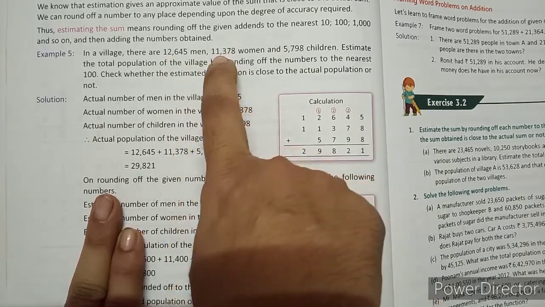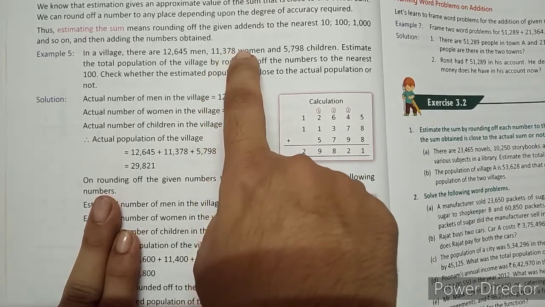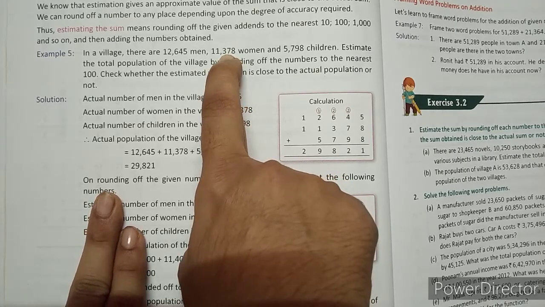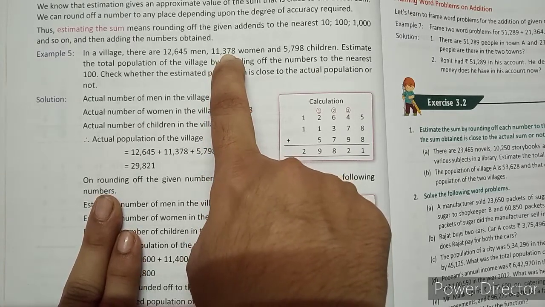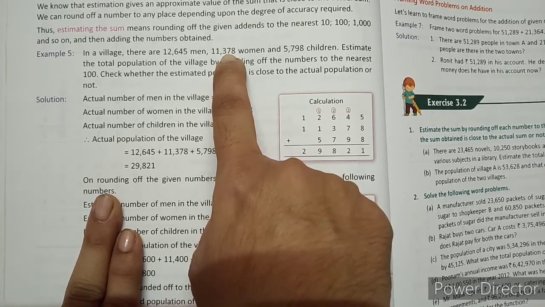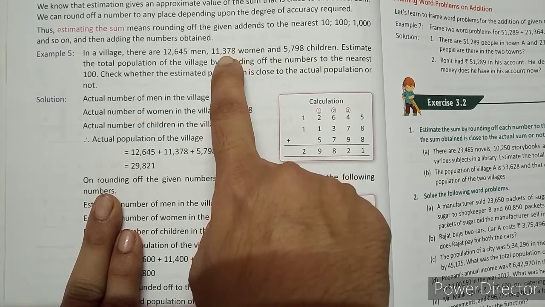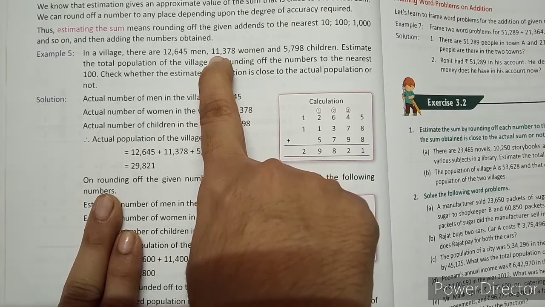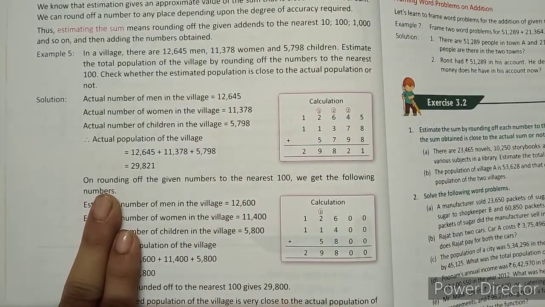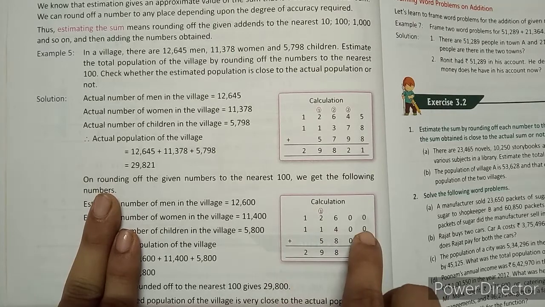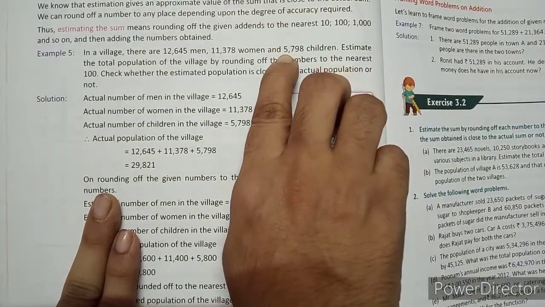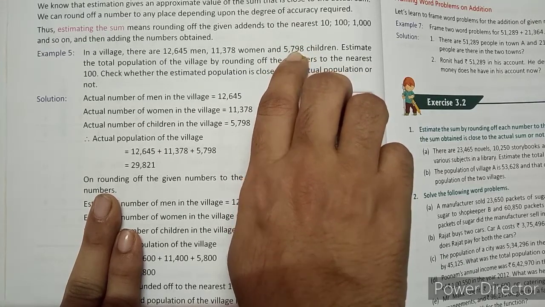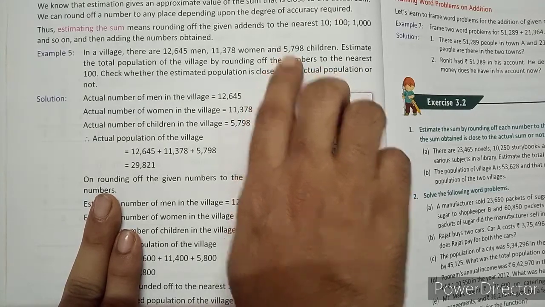Now second one is your 11,378. Again you have to look for your tens place. So in your tens place you have 7. 7 is more than 5. That is why in place of 7 and 8 you have to write 0, and you have to add 1 to your 100 place. So this number becomes 11,400. Okay, so you can see here they have written. Now here the rounding off value, again you have to look for your tens place. Here it is 9, so your rounding off value will be 5,800.